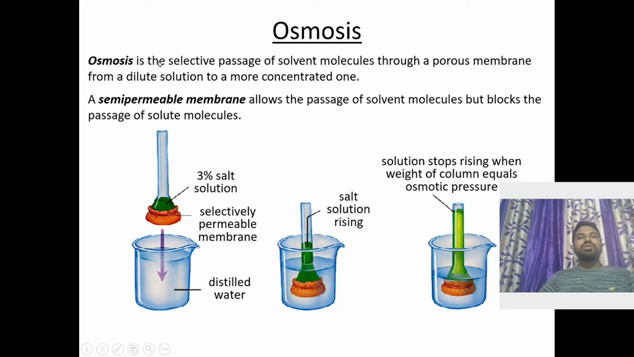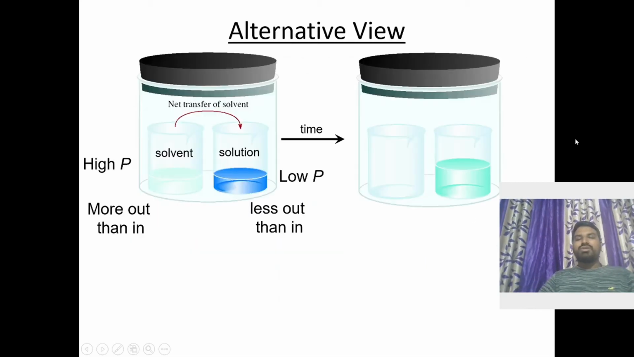Now, what is osmosis? Osmosis is the selective passage of solvent molecules through a porous membrane from a dilute solution to a more concentrated one. A semi-permeable membrane allows the passage of solvent molecules but blocks the passage of solute molecules. This is a 3% salt solution, a selectively permeable membrane we have attached over here, and this is distilled water. The salt solution is rising. The solution stops rising when the weight of the column equals the osmotic pressure. This is an alternative view. This is high pressure.